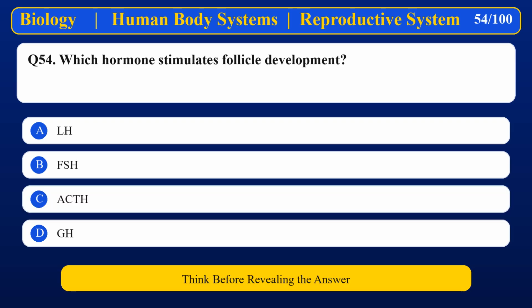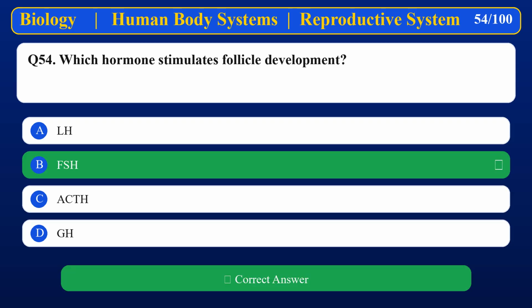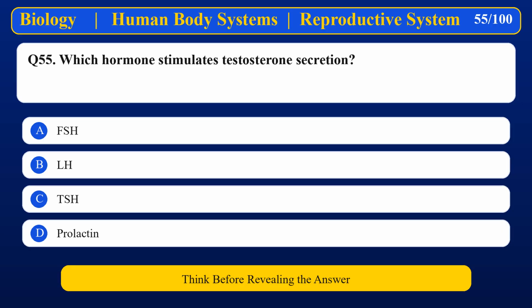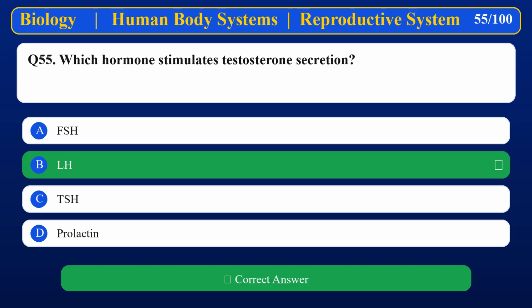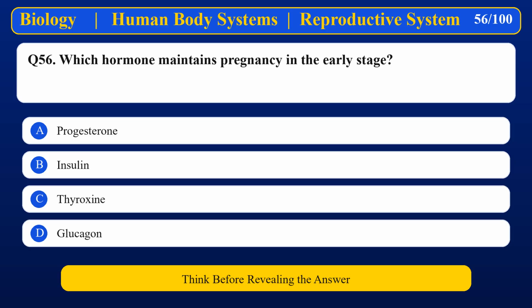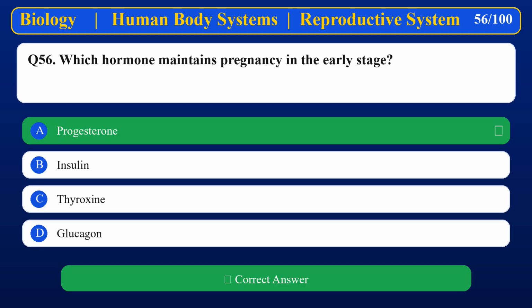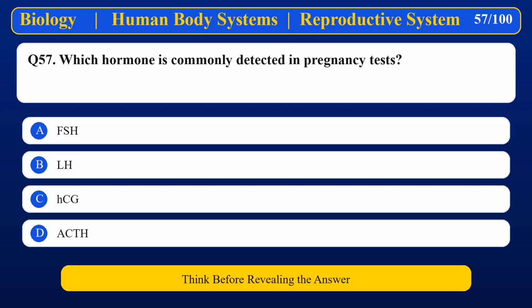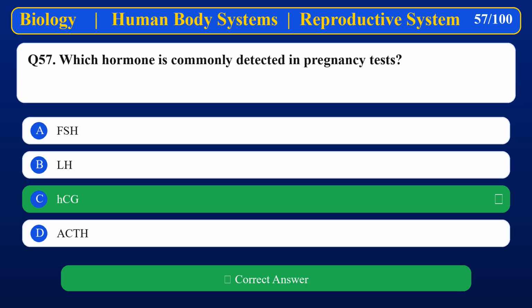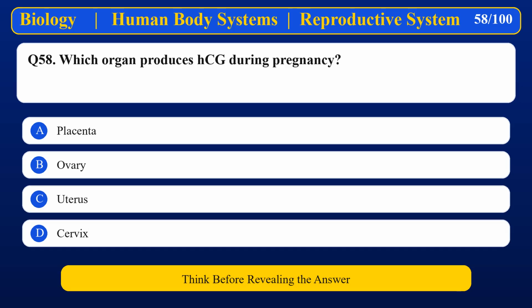Which hormone prepares the uterus for pregnancy? Progesterone. Which hormone stimulates follicle development? FSH. Which hormone stimulates testosterone secretion? LH. Which hormone maintains pregnancy in the early stage? Progesterone. Which hormone is commonly detected in pregnancy tests? HCG. Which organ produces HCG during pregnancy? Placenta.